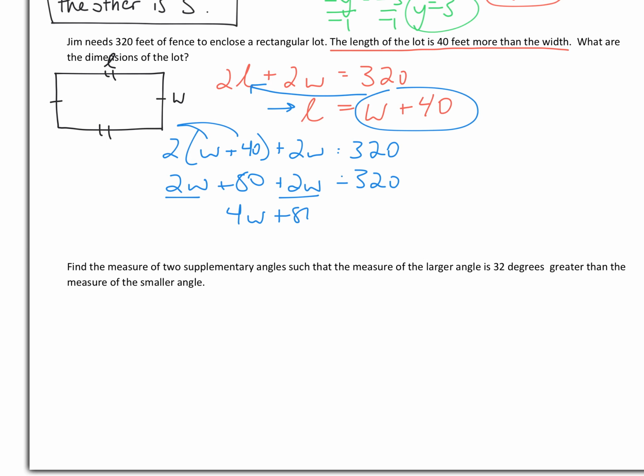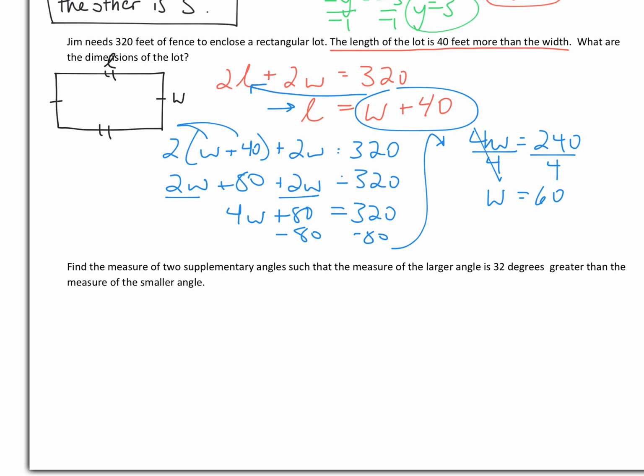4W plus 80 equals 320. Subtract 80. Let me bring that up here. 4W equals 240. Divide by 4. W equals 60. So the width is 60.